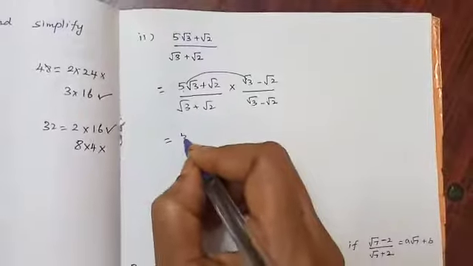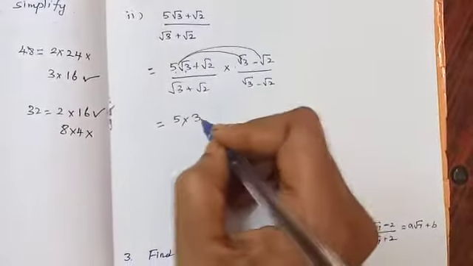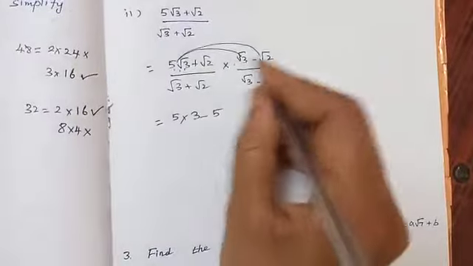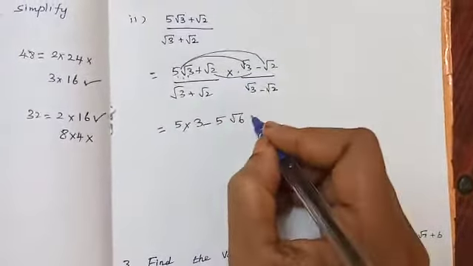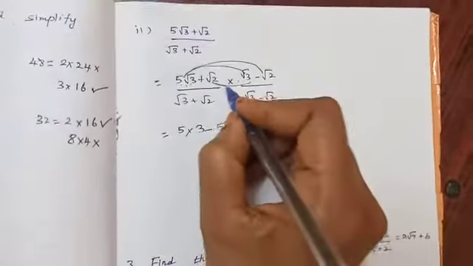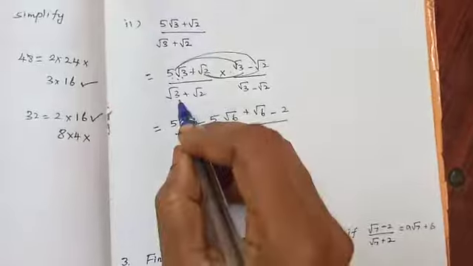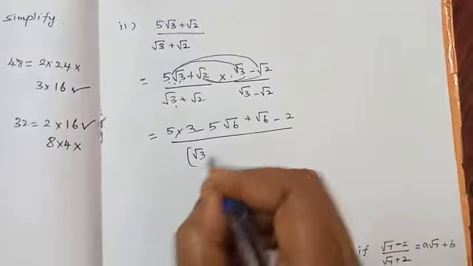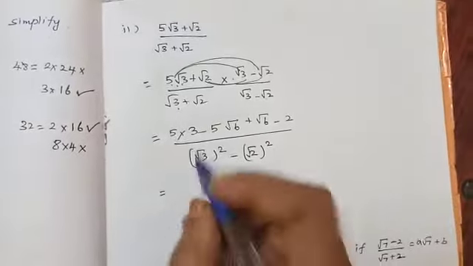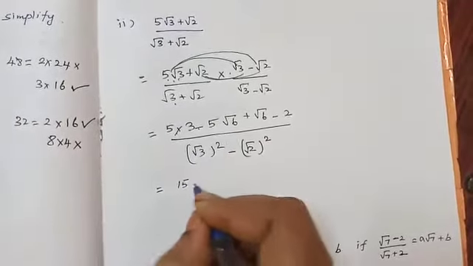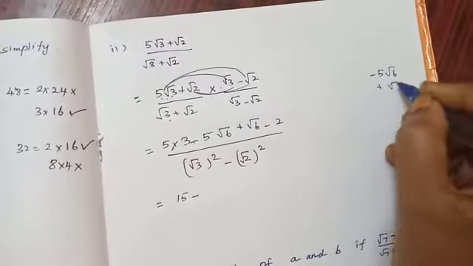Okay. So 5 into root 3 into root 3, 3. Next, minus symbol. So 5 into root 3 into root 2, root 6. Again, root 2 into root 3 is root 6. Next, root 2 into minus root 2 is minus 2, divided by (a plus b)(a minus b). So root 3 square minus root 2 square. So that is equal to 5 into 3, 15, minus 5 root 6, here it is plus root 6.